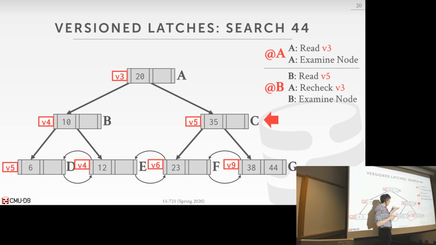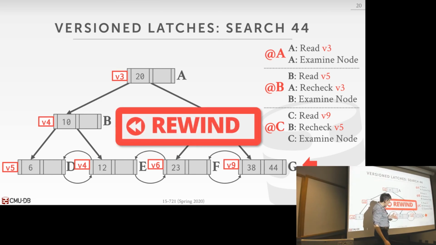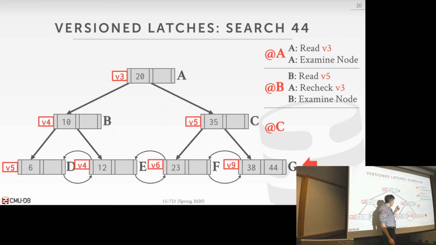All right, so now I do my examination of my node, find the key I'm looking for. Now I get down here on C, read V9, check that V5 is still valid. If yes, then I'm fine. Then do whatever I need to do, and I'm done. So let's rewind and have the thread come back. We just finished checking or reading node C. We traverse down to G.